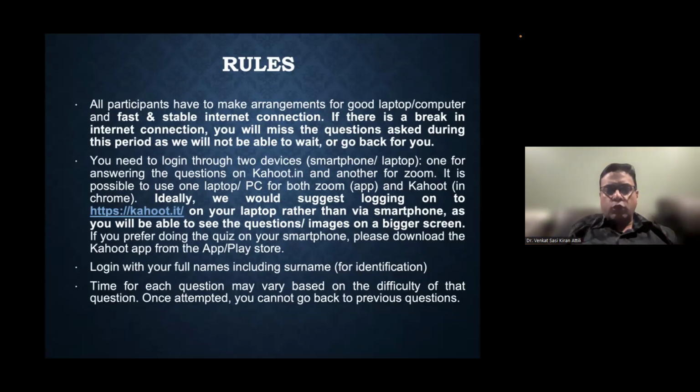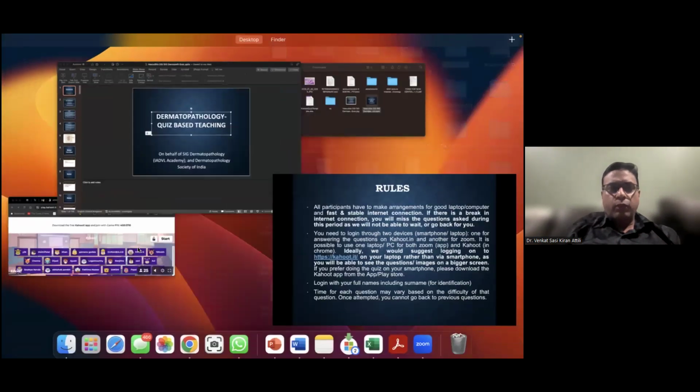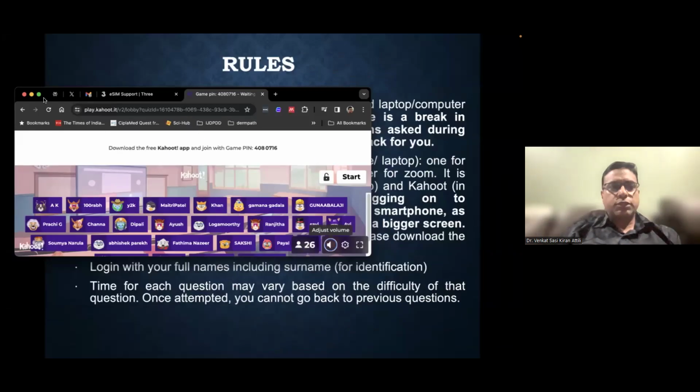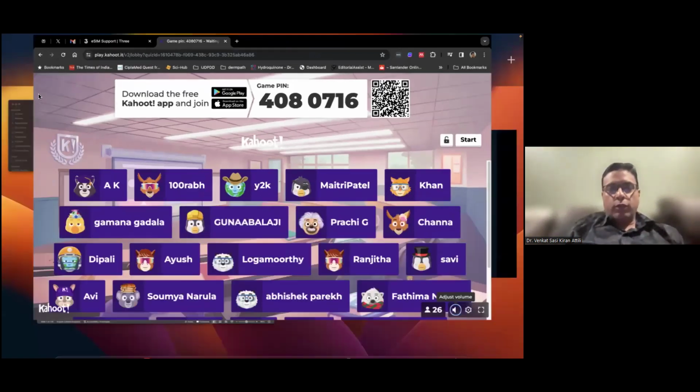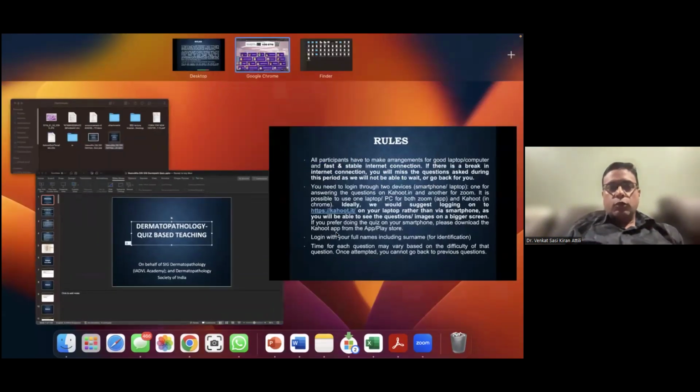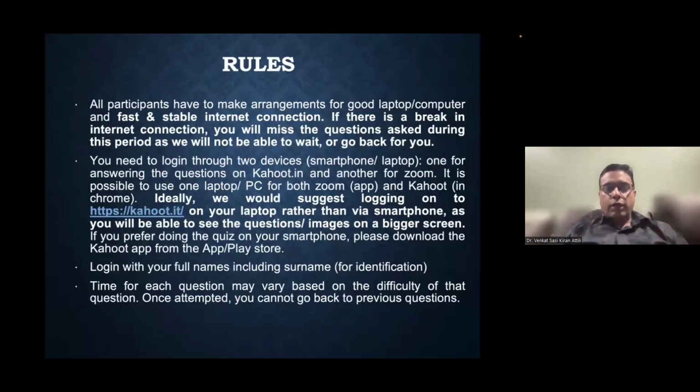And I've already shown you the game pin, which is here. Hopefully everybody can see the game pin, 4080716. Is the Kahoot screen visible? Yes, sir. Yes, Dr. Sasi, it's visible. Okay, fine. So you need to log in and enter the Kahoot pin, and you'll be in.